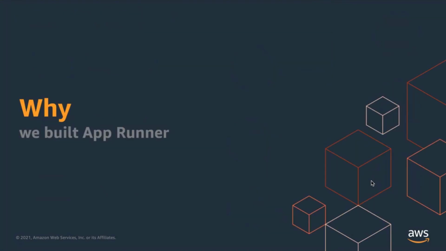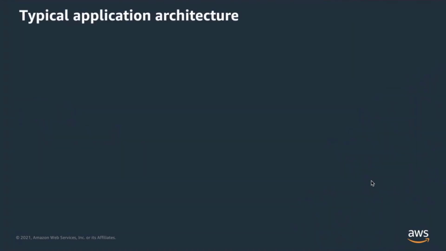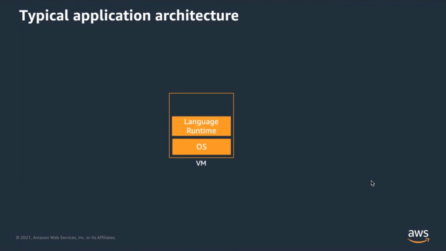Why did we actually build App Runner? And sure, there's ways to run web applications, and there are many other places you can run web applications in AWS. But why specifically App Runner? Before we answer that question, we're going to look into, what is the typical application architecture you have for building and running web applications. You have a virtual machine where you have your OS, your language runtime, and your application itself. And this is essentially layers of business logic you own and manage.